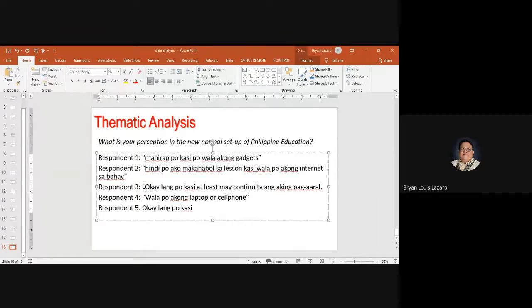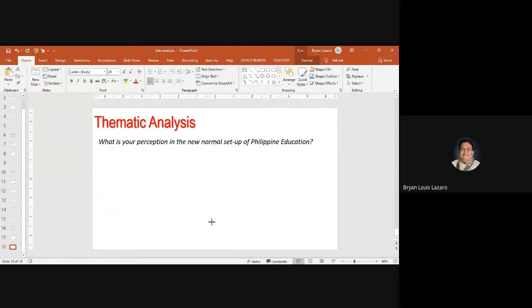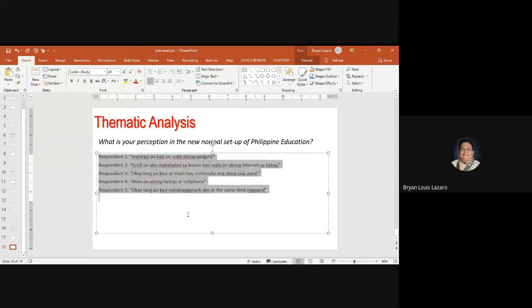Ayan. So, okay lang po. Ayan, nakalagay dyan ha, and thematic analysis. So, wala po akong laptop or cellphone. Okay lang po kasi nakakapag-work ako at the same time nag-aaral. Tama yung mga respondents natin. Mga usually na sinasabi nila dito.